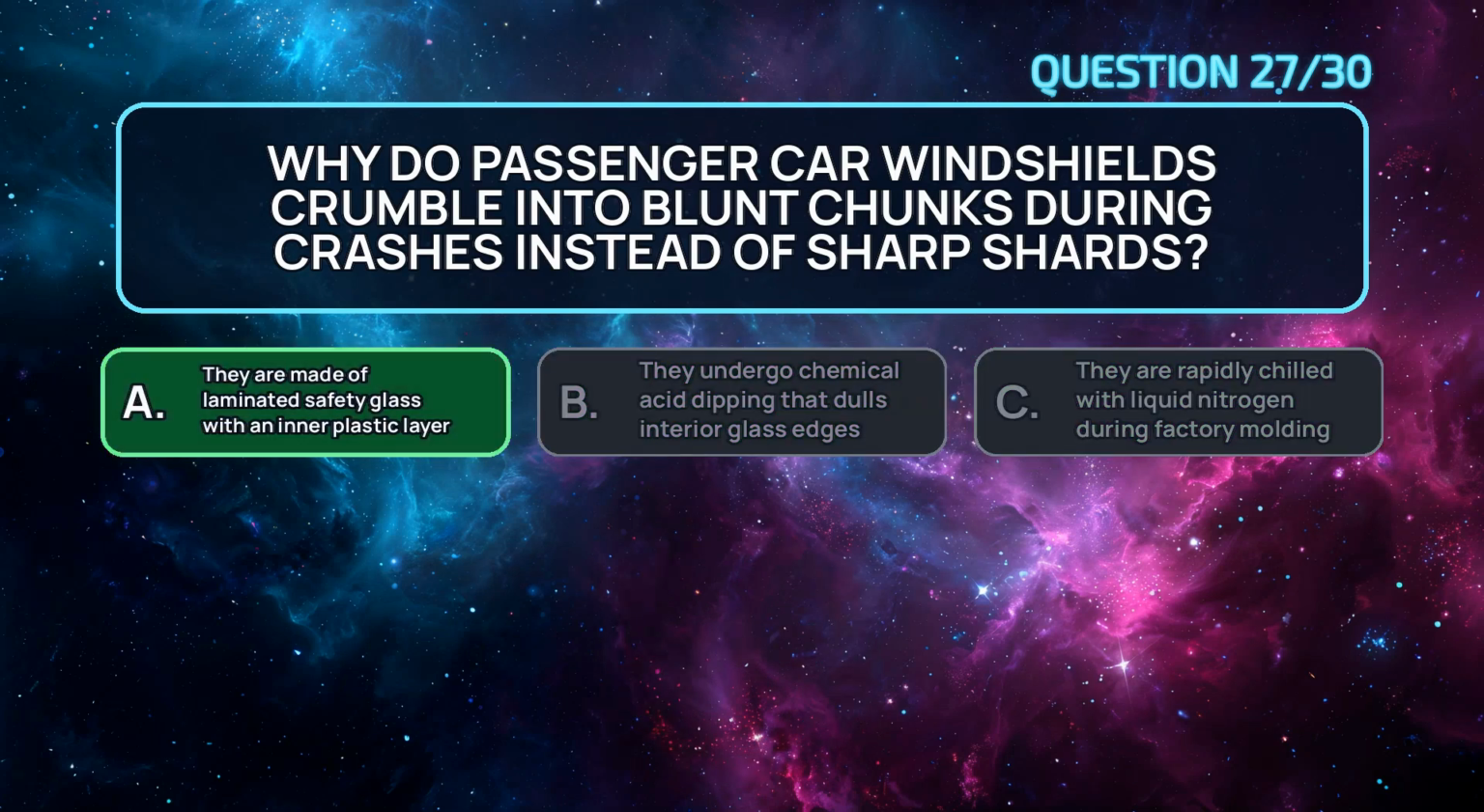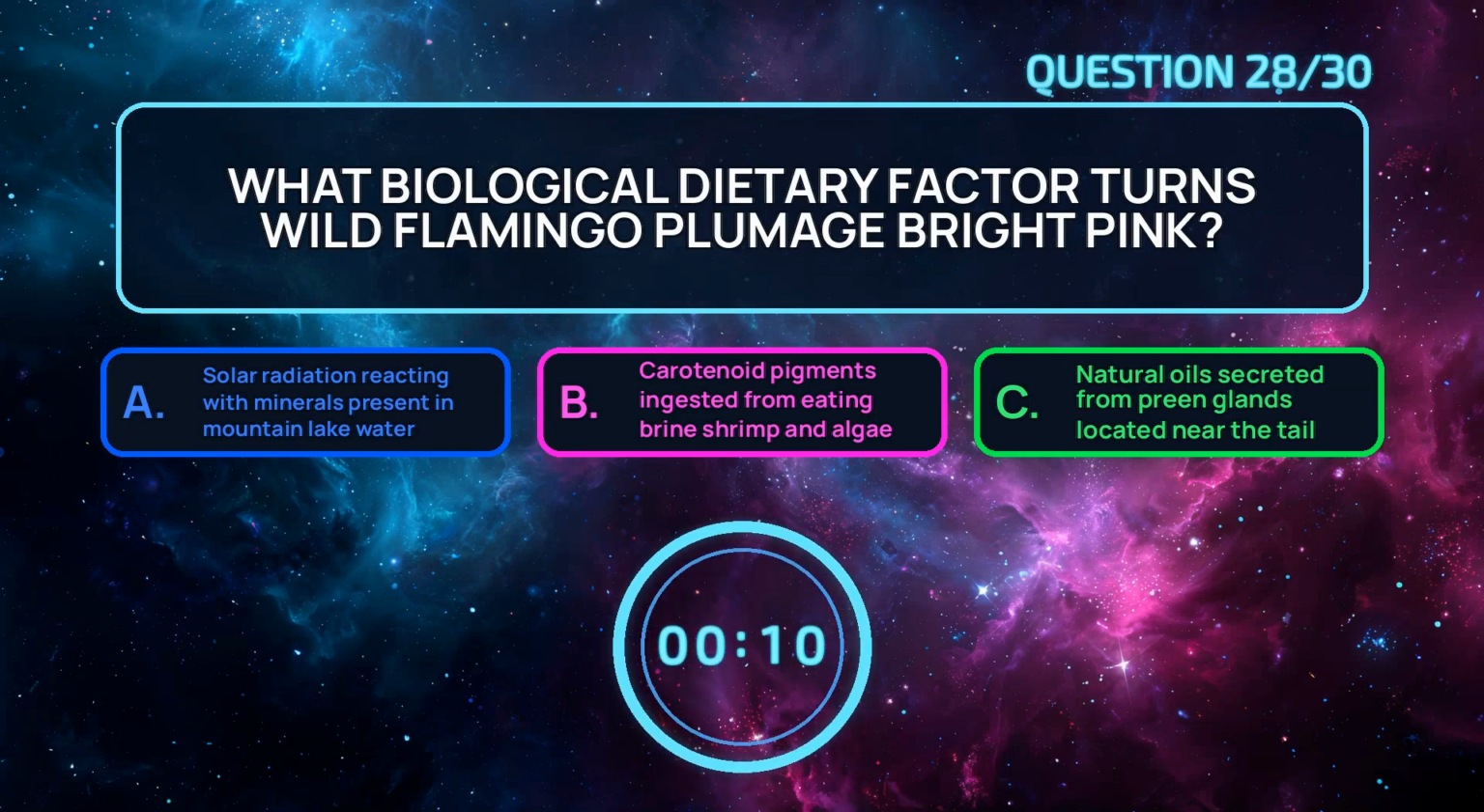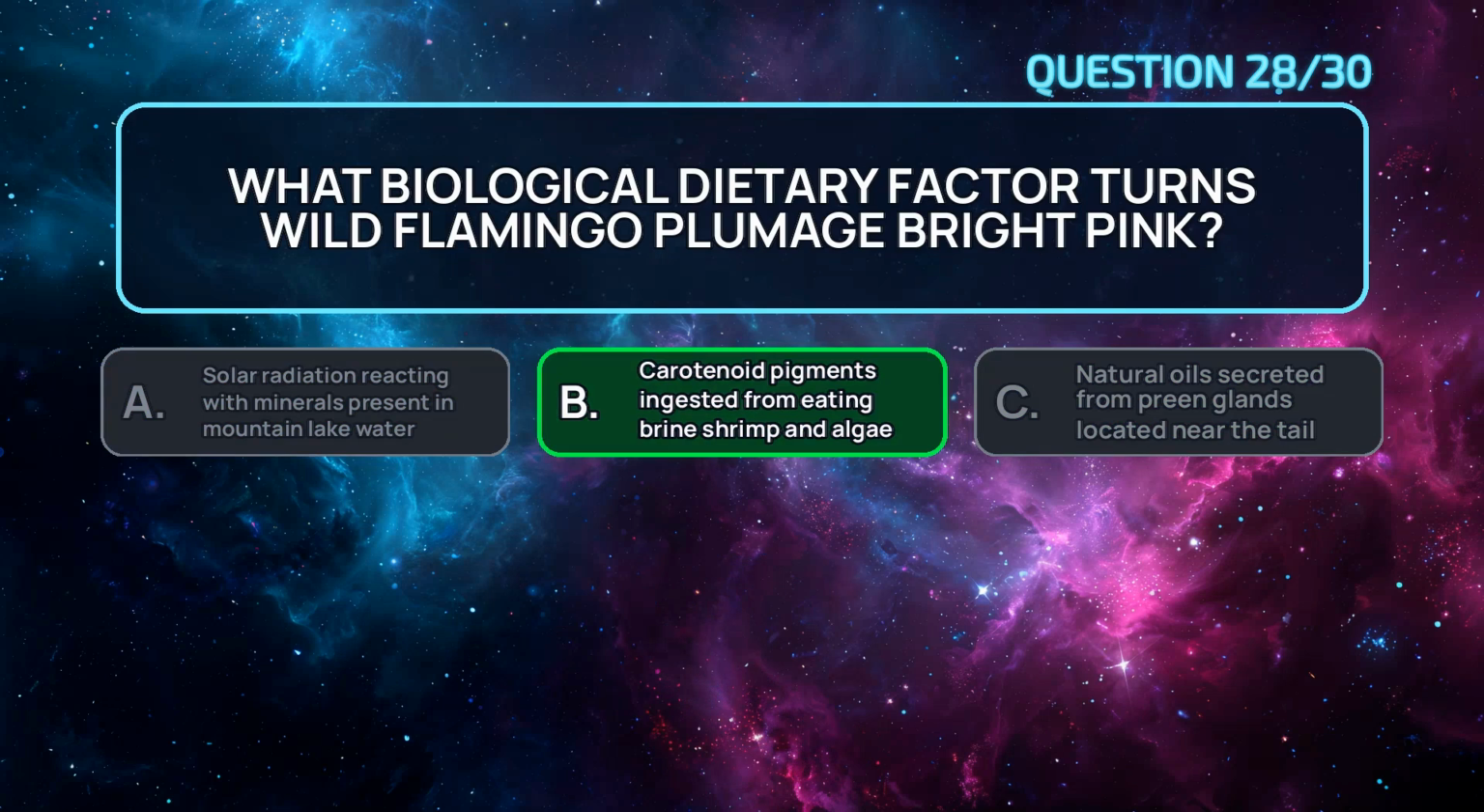Why do passenger car windshields crumble into blunt chunks during crashes instead of sharp shards? Correct answer. They are made of laminated. What biological dietary factor turns wild flamingo plumage bright pink? Correct answer. Carotenoid pigments in.